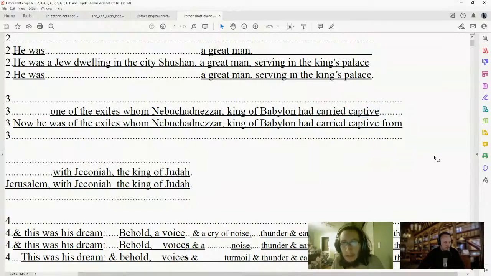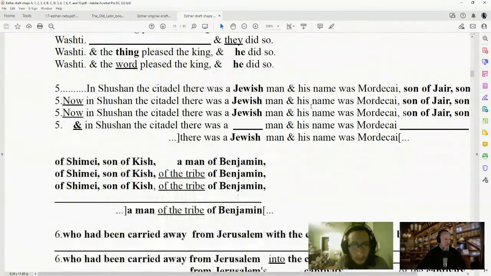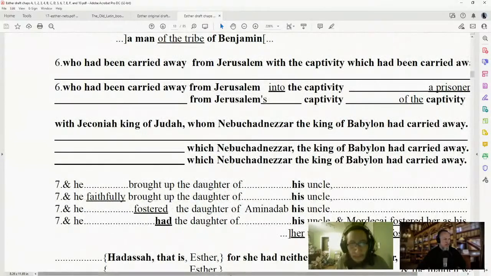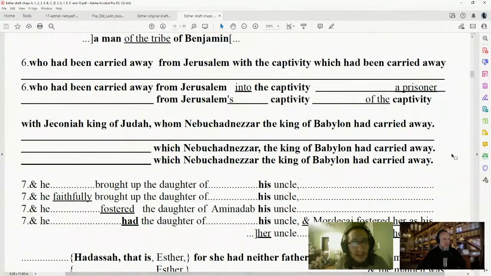Well, if we simply go to chapter 2, verse 6, we're going to see which reading is the correct reading. Chapter 2, verse 6. That is on page 13. So as we see, you notice it says from Jerusalem.